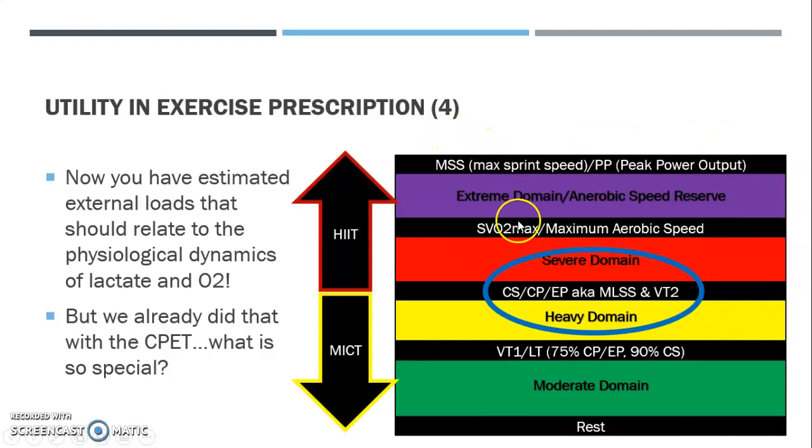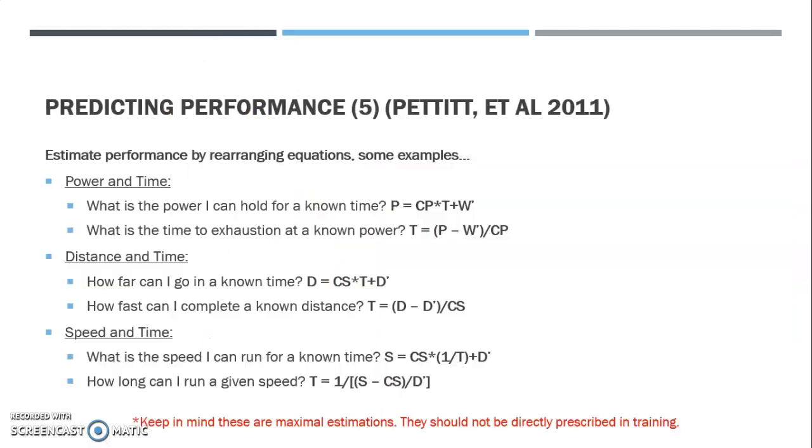So once we've figured all this out, that's fine and dandy, but the problem is that we've already done this with a cardiopulmonary exercise test, with a gas exchange measurement. So what's so special about critical power if we could have just done all of this with one test on a treadmill or on a bike? So the cool part is that we can predict performance, unlike we can with a cardiopulmonary exercise test.